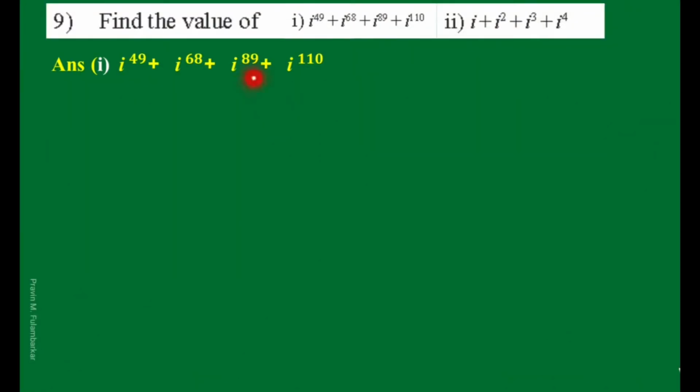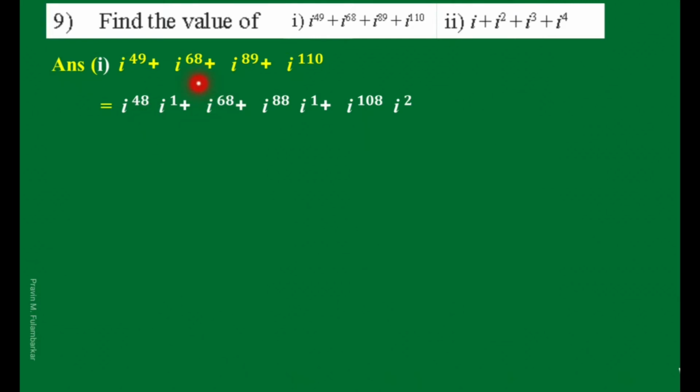Question number 9. Here two sub questions are given. So first we find i raised to the power 49, i raised to the power 68, i raised to the power 89, i raised to the power 110. Then we add those numbers. So we write this 49 as i raised to the power 48 into i raised to the power 1, because 48 is a multiple of 4.